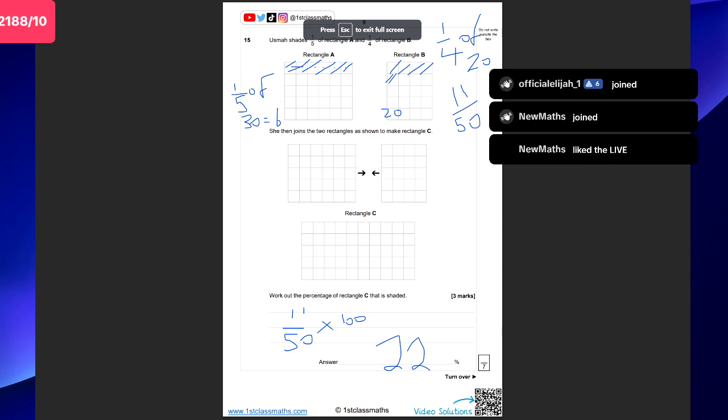So hopefully that makes sense. So revise your fraction, decimal, and percentage conversion, and fraction of an amount. Let's move on.